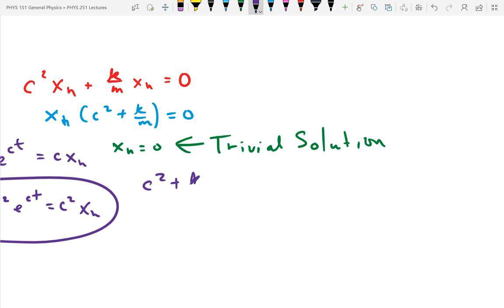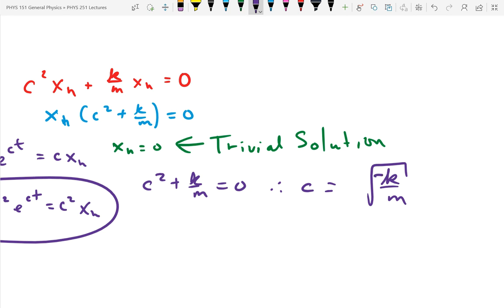C squared plus K over M equals 0. If that's 0, the whole thing is 0. Well, K and M were physical parameters. K is a physical parameter telling us about the spring. M is a physical parameter telling us how much mass we have at the end of the spring. C is the only thing we can solve for here. So this requires that C is equal to, and I'm going to write this with an error. There are actually two errors here.